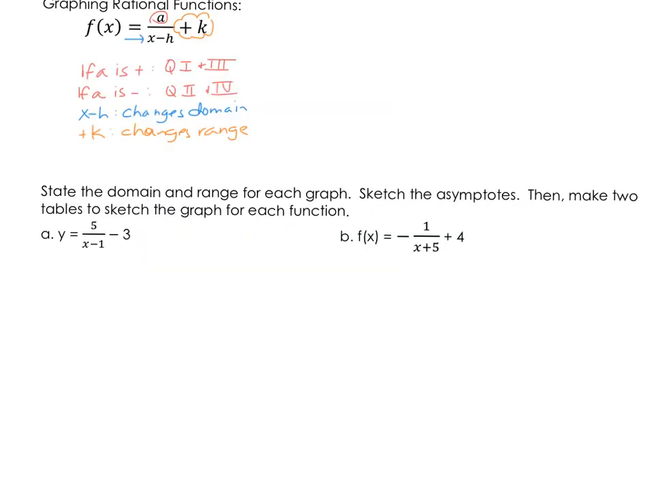It says state the domain and range for each graph. Sketch the asymptotes. It says then make 2 tables to sketch the graph for each function. We're just going to do the sketch of the graph, so we're not going to make 2 tables. We're just going to sketch it based on what we talked about up above. Let's take a look at example A.